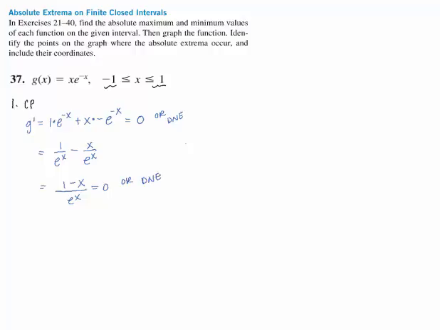To answer the question of where this first derivative is 0 or undefined, we can look at the top, 1 minus x, where that equals 0, and the bottom, e to the x, where that equals 0, for the doesn't exist question and the equals 0 question. So the solution to the first equation is when x equals 1, and e to the x equals 0 never happens. This one has no solution. So we have one critical point, 1, which is also the endpoint of the interval.